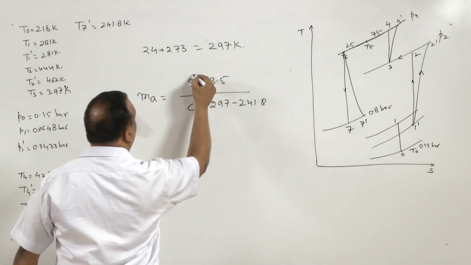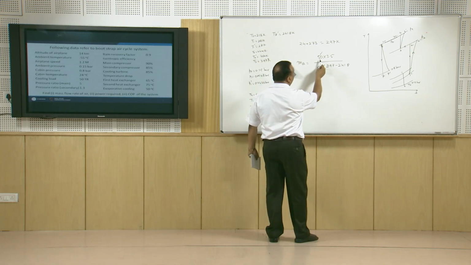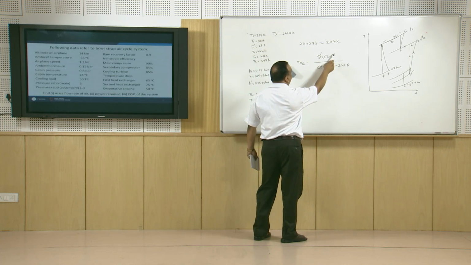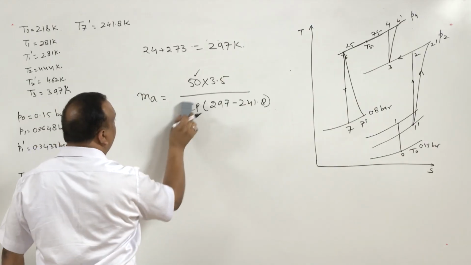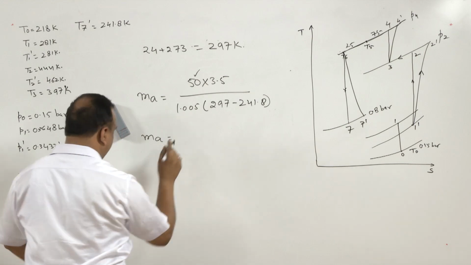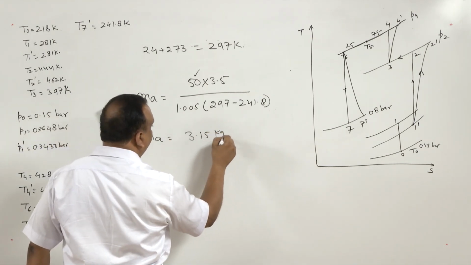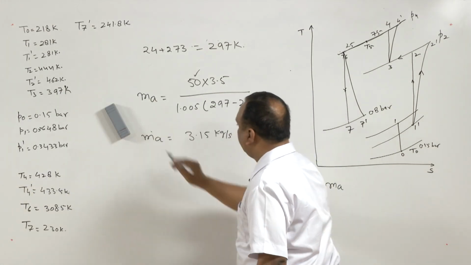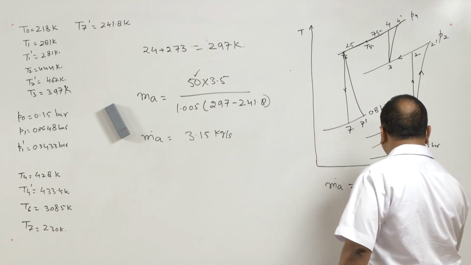This is the total cooling capacity of the refrigeration system, and total cooling capacity is given in tons of refrigeration. That is why it is multiplied by 3.5 to convert into kilowatts of cooling, divided by the cooling by 1 kg of air, and this Cp can be replaced by 1.005, and this will give us the mass flow rate in kg per second, that is 3.15 kg per second. So, that is the one answer we are getting here, the mass flow rate m_a dot is 3.15 kg per second.